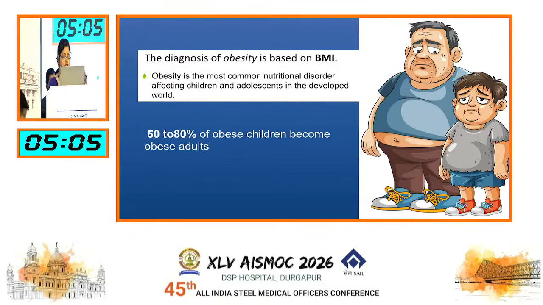The diagnosis of obesity is based on body mass index. Obesity is the most common nutritional disorder affecting children and adolescents in the developed world as well. 50 to 80% of obese children become obese adults. Thus, we have to screen them when they are children.